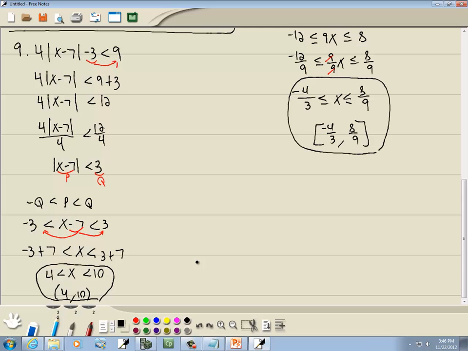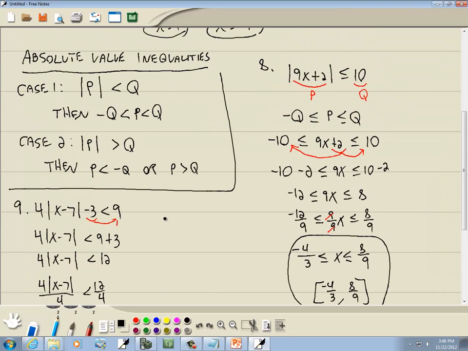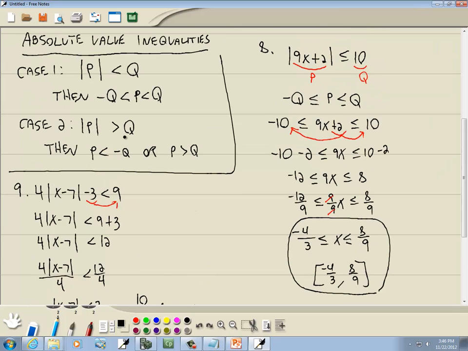Let's take a look at this one. The absolute value of x plus 7 is greater than or equal to 3. Okay, the absolute value is by itself on the left side, and this time it matches case 2 because it's a greater than. Specifically, it's a greater than or equal to, but remember these are interchangeable. So this is the formula we're going to use.